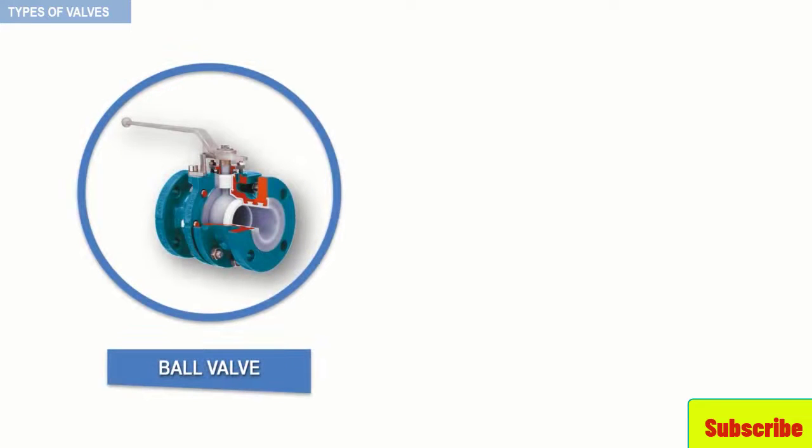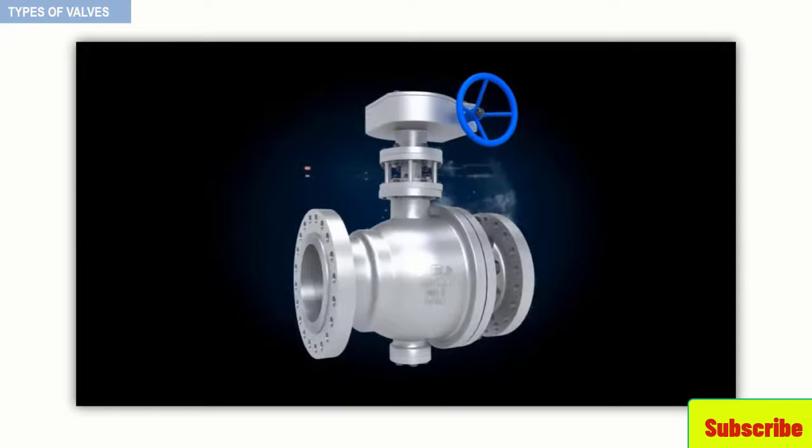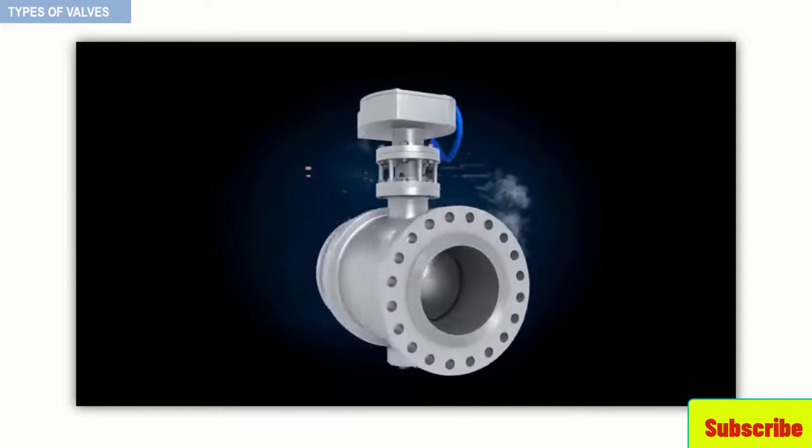Ball valves, as in this example, are rotational motion valves. They use a ball-shaped disc to stop or start fluid flow. Now take a look at the following 3D animation. It shows a typical ball valve.